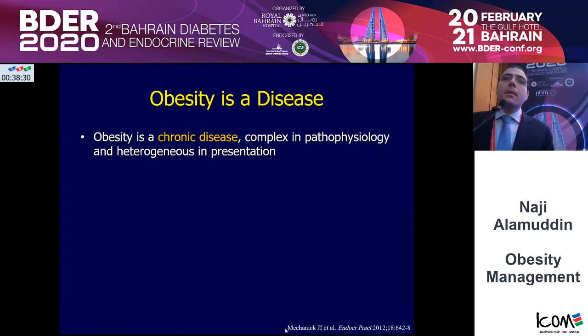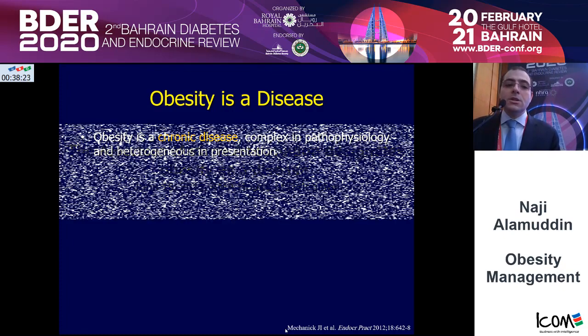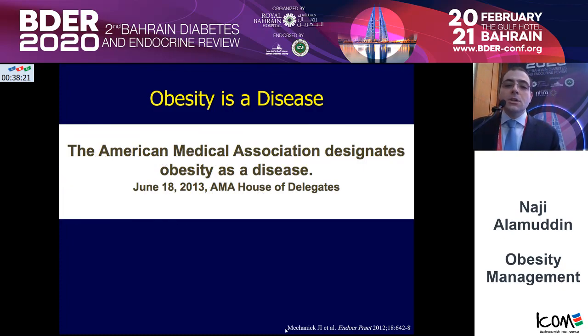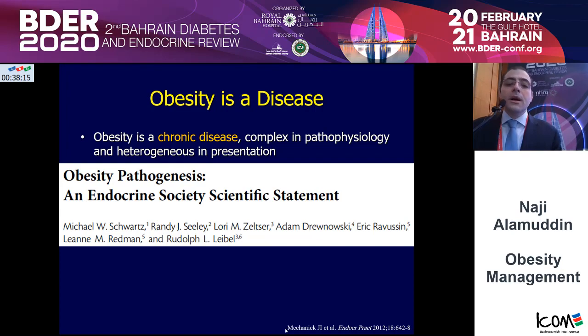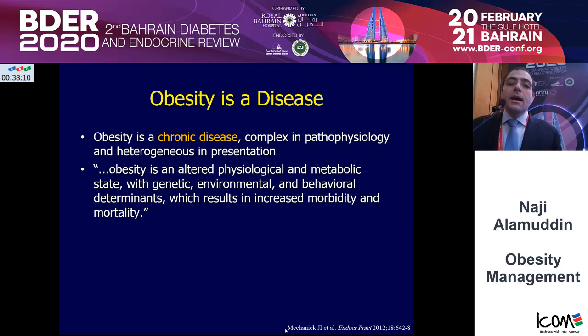Now, the point that we need to make is that obesity is a chronic disease, which is complex in pathophysiology and heterogeneous in presentation. The American Medical Association designated obesity as a disease in 2013. The Endocrine Society put out a scientific statement to support that on why obesity is a disease. What they say is that obesity is an altered physiologic and metabolic state with genetic, environmental, and behavioral determinants, which results in increased morbidity and mortality.